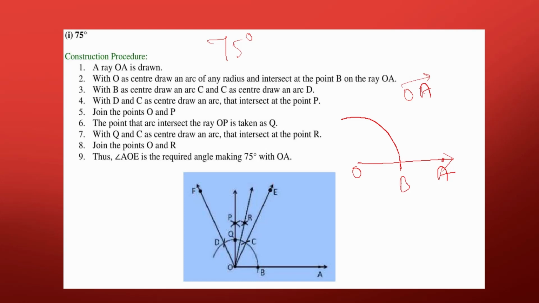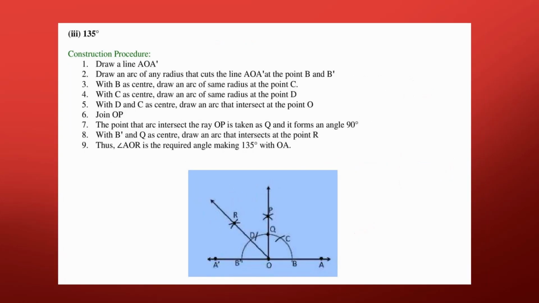With B as a center, draw an arc C, and with C as a center, draw an arc D. You see in the figure, right? Join the points O and P. The point where the arc intersects the ray OP is taken as Q. With Q and C as centers, draw arcs that intersect at the point R. Join the points O and R. You see, thus angle AOR is the required angle making 75 degrees with OA. I think, dear learners, it's clear.